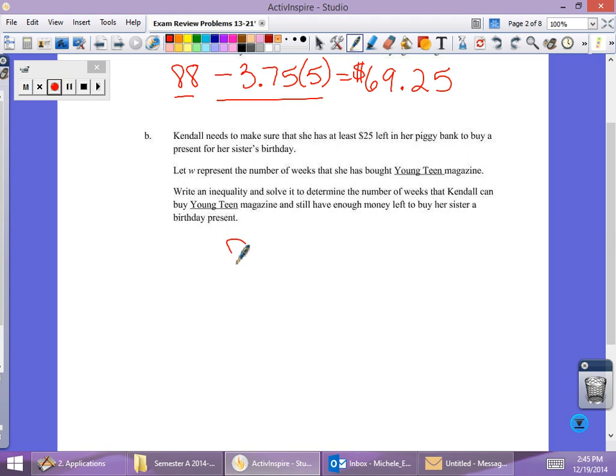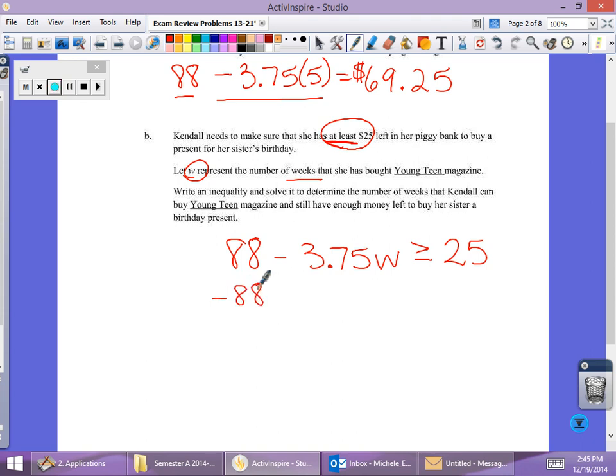Well, we know we're starting with $88. Again, we know we're subtracting $3.75 every time she buys a magazine. And if it's for W weeks, $3.75 will get multiplied by W. And she knows she needs to have enough money to buy her sister a present, and at least 25. At least is represented by the inequality greater than or equal to, so it'll be greater than or equal to 25. Now if we solve this problem, we'll start by subtracting 88 from both sides.